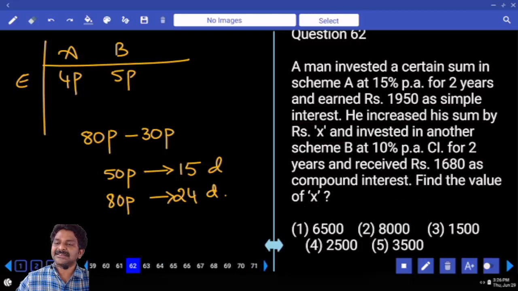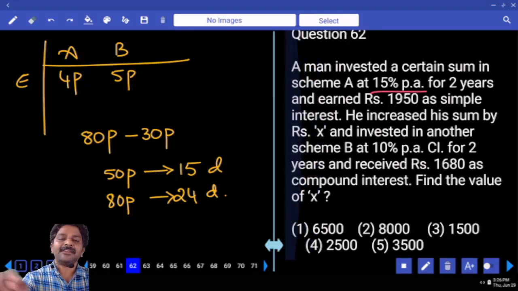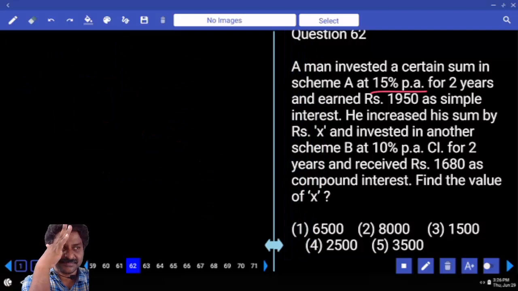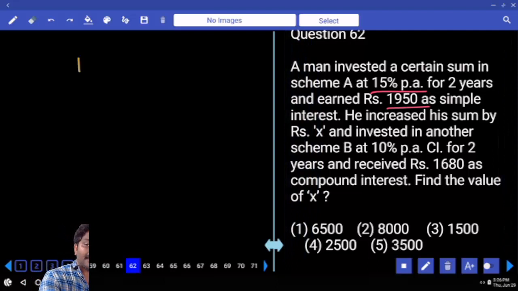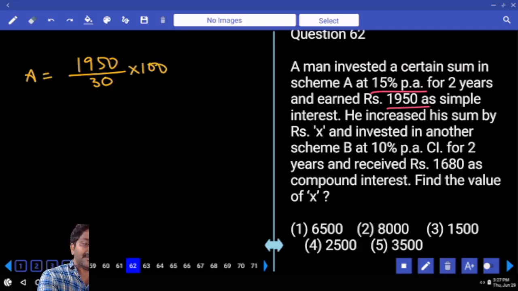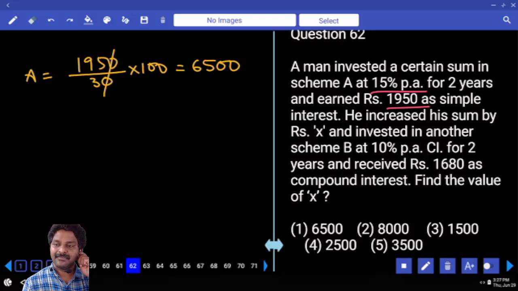A man invested certain sum in scheme A at 15% per annum for 2 years and got 1950 as simple interest. At the rate of 15% per annum, interest for 2 years is 30%, and that is equal to 1950 only. Is it amount or interest? As interest, 1950 is interest which is 30%. Then principal in scheme A is equal to 100%. 0 gets cancelled, correct? How much is that? 6,500. That is principal in scheme A.